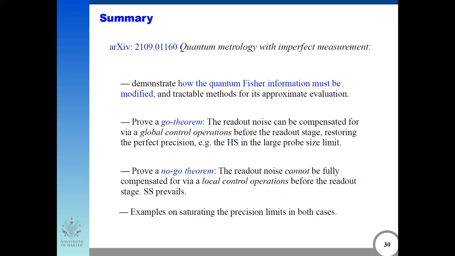And then this cannot, however, be done with local control operations. In this case, you will always get standard scaling, unless your noise is the identity. And we also have shown examples of saturating this, either for the go-theorem, how to get the control operations such that we get the Heisenberg scaling, or for the no-go-theorem, how we can still get the optimal standard scaling, for example, with spin squeezed states and the angular momentum measurement. And that's all. Thank you.